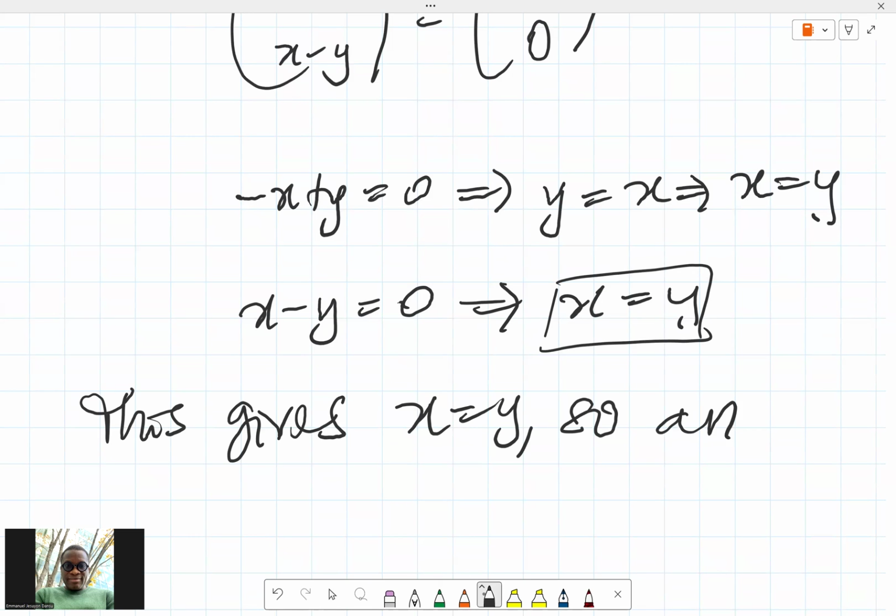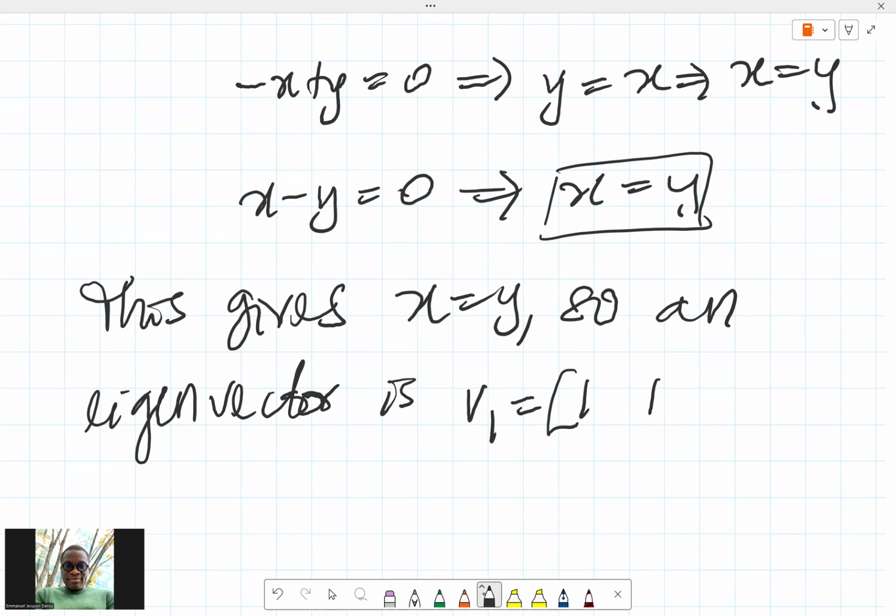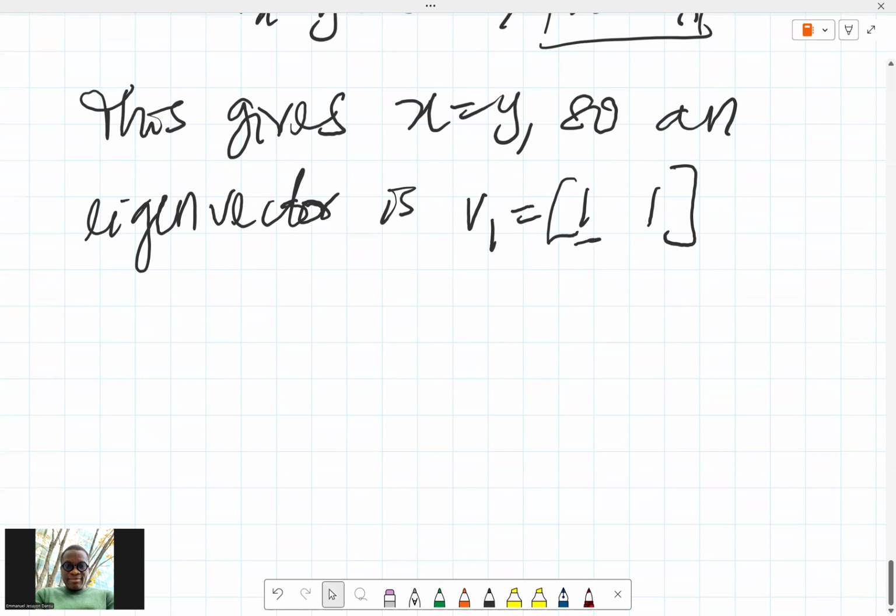So an eigenvector is v1, which is equal to (1, 1). What that means is that if you take x to be 1, y is automatically 1 too. So that's why we have the eigenvector there to be (1, 1). Then we go ahead for the second lambda.